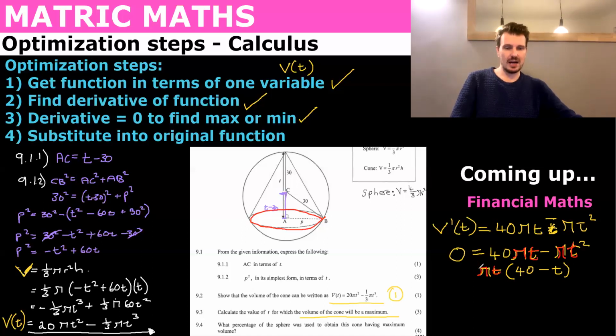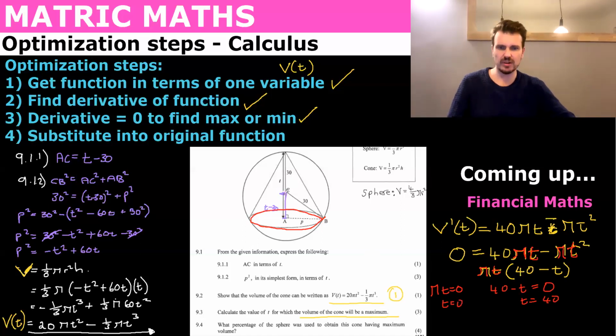So it's tricky when there's pi's, but don't worry, pi is just a number. A very important number, but a number nonetheless. So pi t equals 0, or 40 minus t equals 0. Okay. So then t equals 0, or t equals 40. Well, can t be 0? No. That would be where you have a minimum volume. Okay, so that's obviously not going to work. So we're going to know that our max is where t is 40. Find the value of t, so that's done. So t equals 40, done.